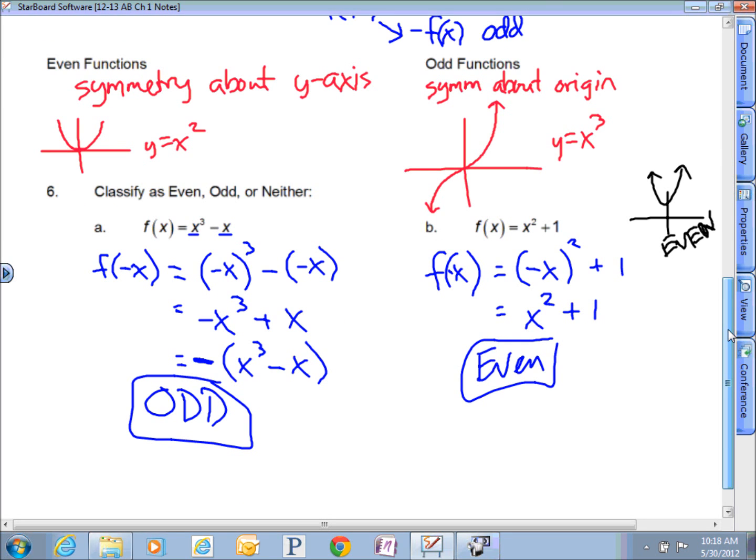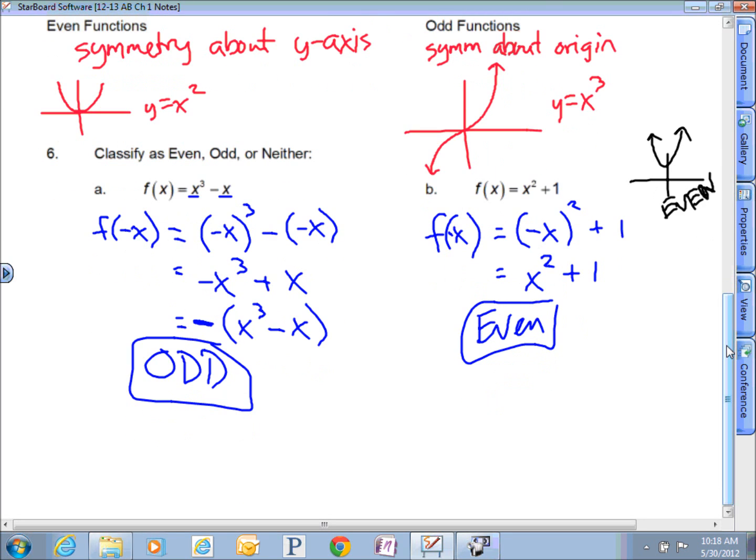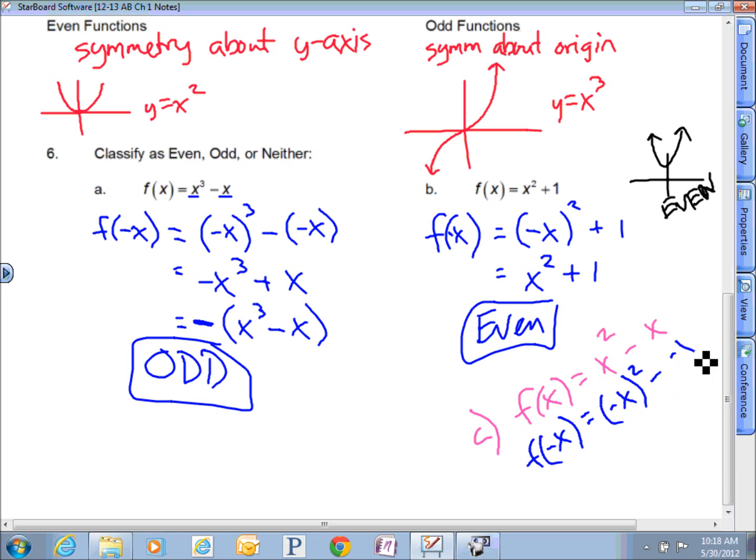An example: what happens if it's neither one? Let's put a real quick C down here, and let's say I called this function f of x equals x squared minus x. If I now did my test, f of the opposite of x, that's the opposite of x squared minus the opposite of x. Clean that up: x squared plus x. How does that compare with what you started with?